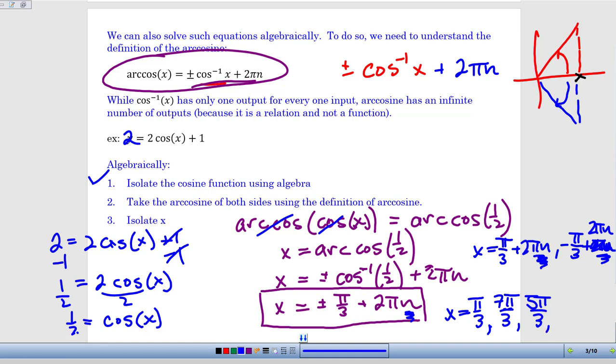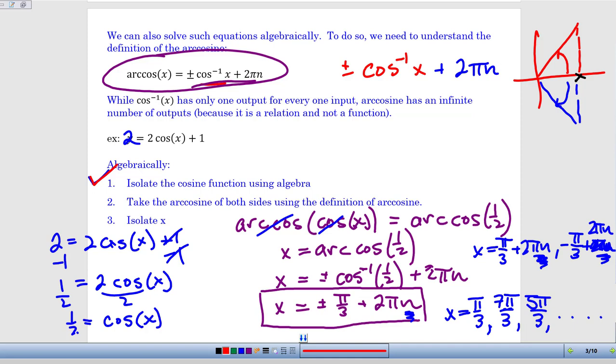And so we could keep on going, plugging in larger integer values for n. We could plug in 2 for n, we could plug in 3 for n to continue generating more specific values in our list. So a lot of heavy lifting there, but the bottom line I want to review is, number one, to solve these equations algebraically, the first thing we have to do is isolate the cosine function or the sine function or the tangent function. We have to get that by itself, treat it like a giant variable that we're trying to isolate.